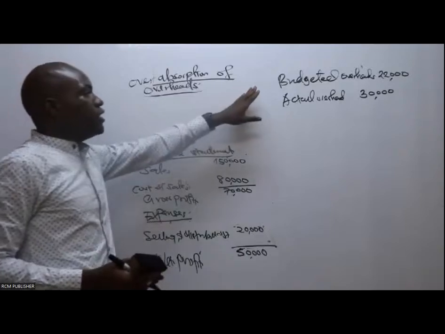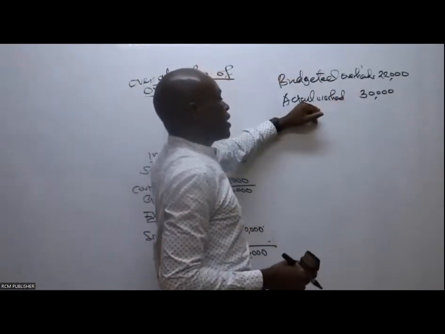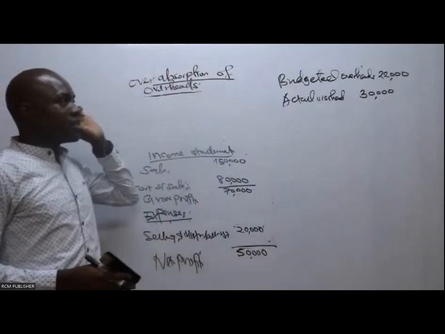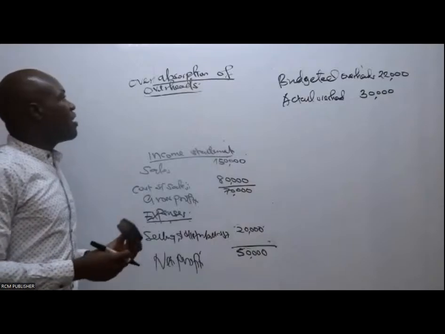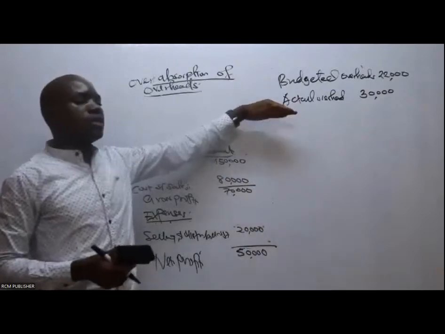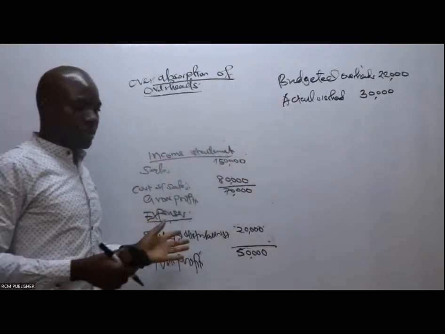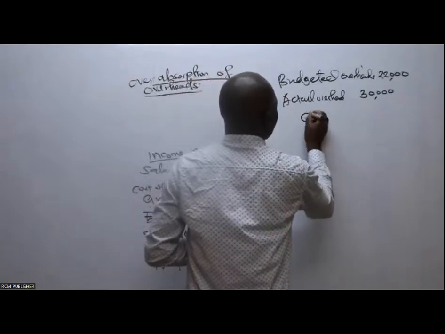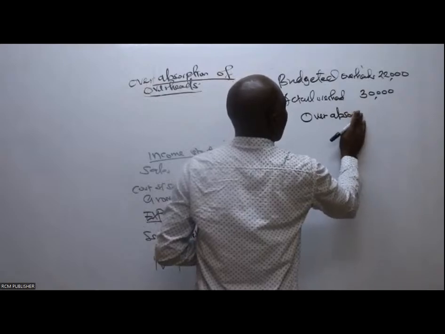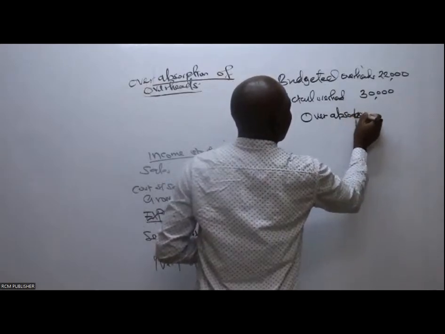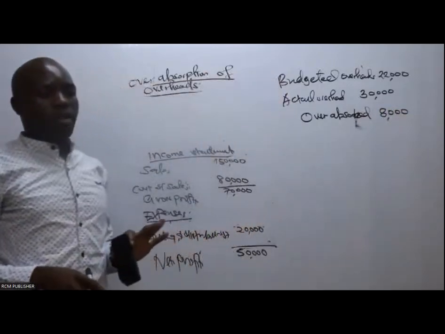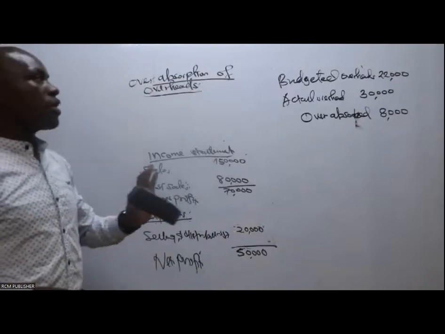Now, budgeted overhead is 22,000. The actual overhead that has been absorbed into the expenses section is 30,000. Now, do we have under or over? They budgeted for this, they have actually utilized this. So it is over absorption of overheads. Of how much? Over absorbed overhead is going to be 8,000. That is what we have.